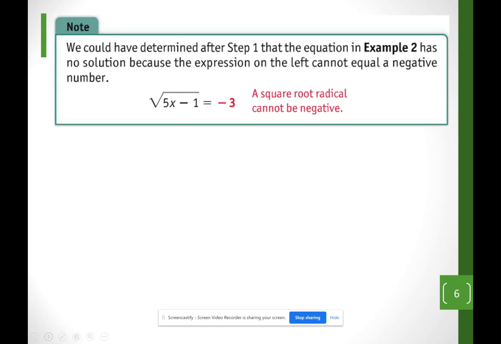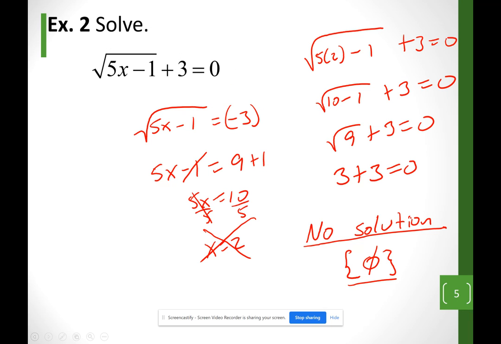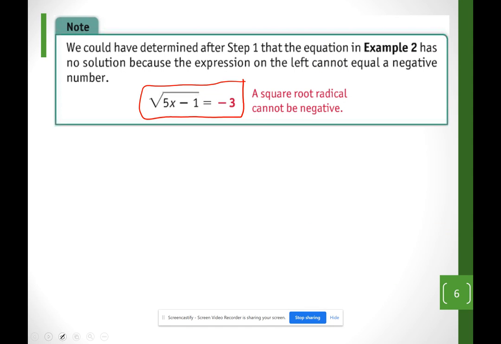Now, we could have seen when we got to this point, the square root of 5x minus 1 is equal to negative 3. At this point, we could have seen that the square root was going to be a negative value. Remember, I'm dealing with a positive square root, so I had to have a positive value. So from there, we could have seen, oh, yeah, square root cannot be negative. We could have just said from there, oh, it doesn't work.